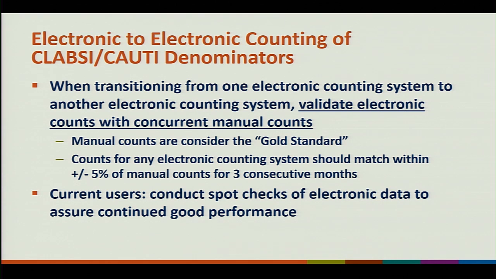You want to make sure that your electronic counts are within plus or minus 5% of your manual counts for 3 consecutive months. And the reason we recommend this is because comparing a new electronic system to an existing electronic system can magnify any errors that are already present. And again, this validation only needs to be done once when you're transitioning. It doesn't have to be done every year. We also highly recommend that you conduct spot checks on your electronic systems to assure continued accurate data capture by these systems.